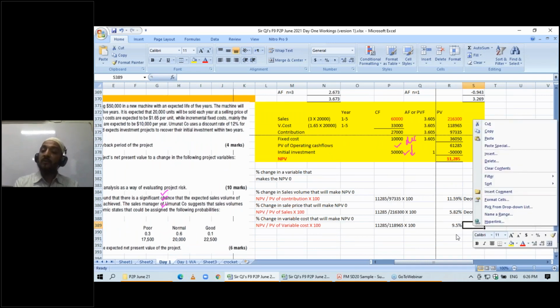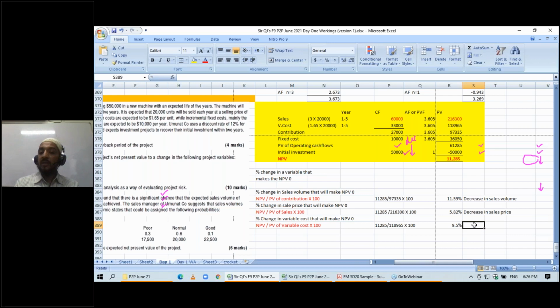So remember, we were talking about simulation earlier. So in case of simulation, we can consider all these three variables together. But in sensitivity, we are talking about these three variables separately. So that's the problem over here, that in practical situation, not only one variable will change, all will change together. So simulation is a better technique compared to the sensitivity analysis. In case of variable cost, an increase in variable cost can reduce the NPV.